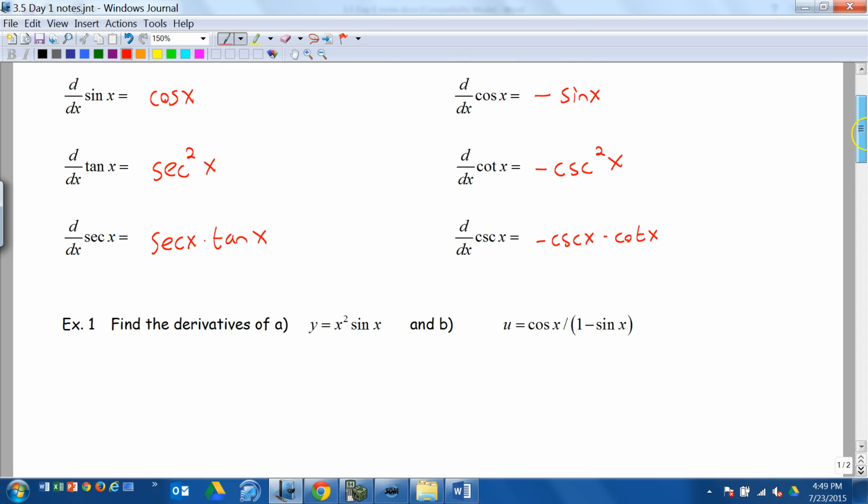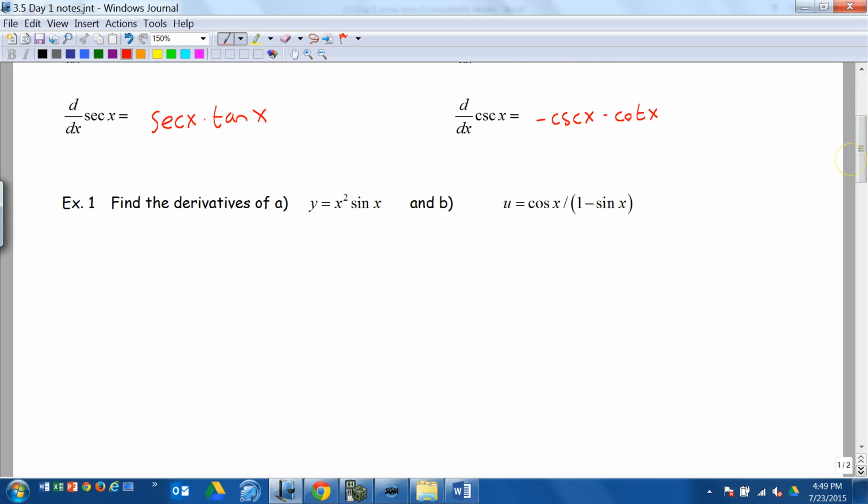Alright, so we're going to use that information to just do some derivatives. First one, find the derivatives of x squared sine of x, and cosine of x over 1 minus sine of x. First things first, you should note in part A that this is a product rule. So that means you take the derivative of the first times the second plus the derivative of the second times the first. So y prime is equal to the derivative of the first, which is 2x, times the second, which is sine of x. And then product rule is a plus.